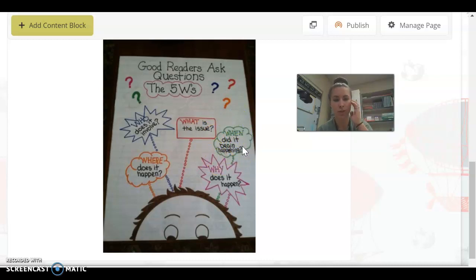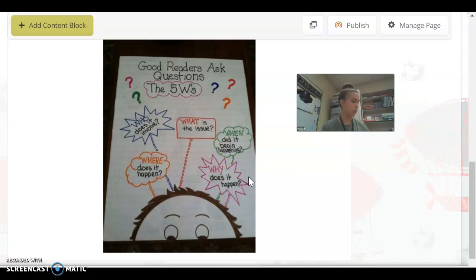Okay, so sometimes it starts at the beginning of the story. Sometimes you don't start seeing the problem until closer to the middle. And why does it happen? Okay, why does our problem become a problem that needs to be solved in the story? What causes the problem? Okay, so those are the things good readers ask about when they read a story. They ask about the where, who, what, when, and why of a story.